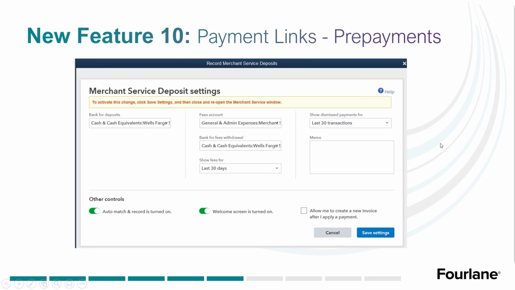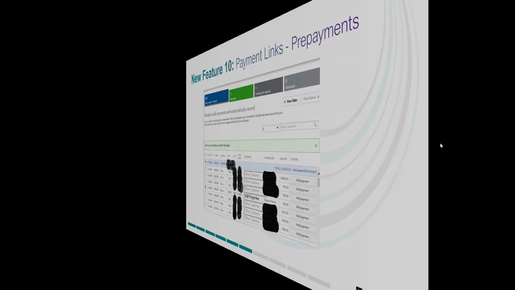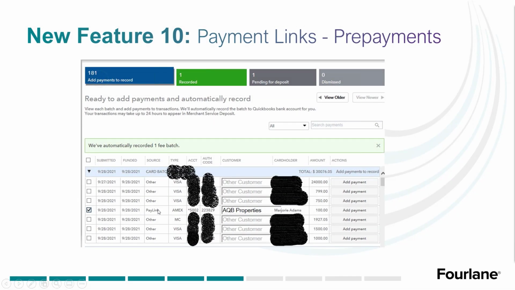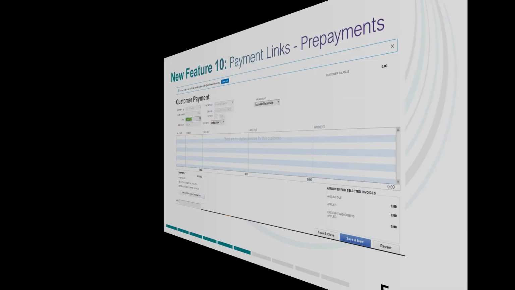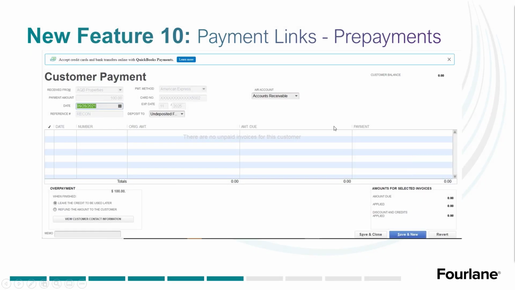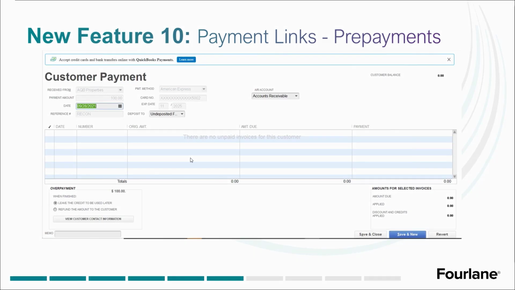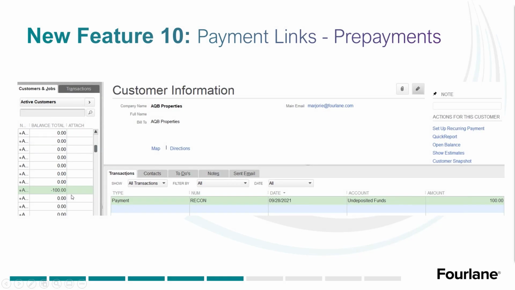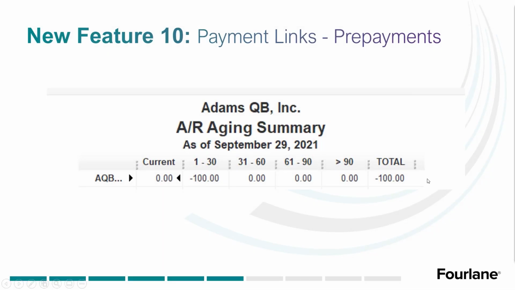You have some preferences to set up in here the first time you do it. You would see that payment link, right, and who sent it in your merchant service center. And it would record it as a customer payment with no invoice, nothing else, right? So it would go in there as a negative accounts receivable. When we go into our customer center, we would see the payment in there. And then on our AR aging report, it would go in as a negative $100.